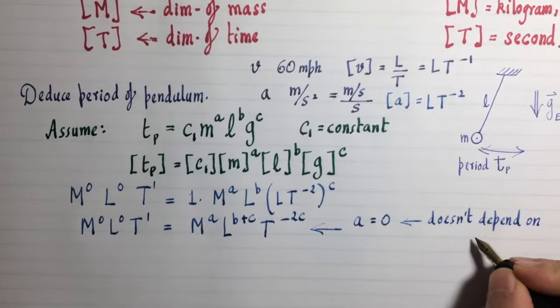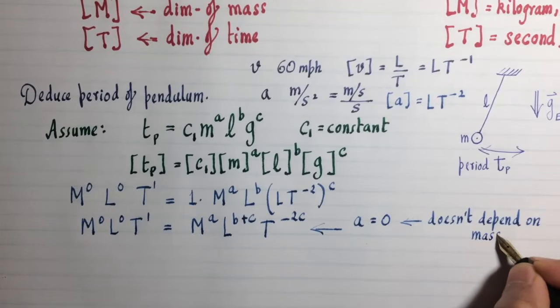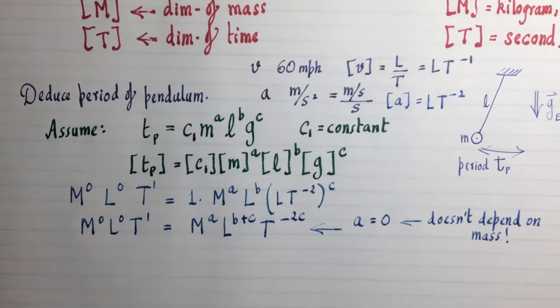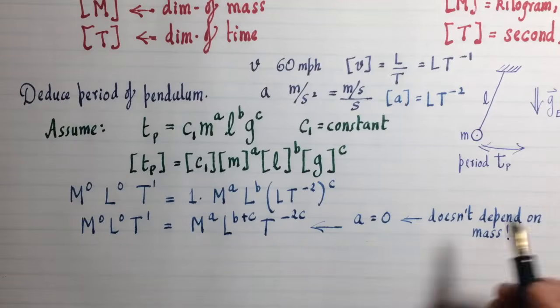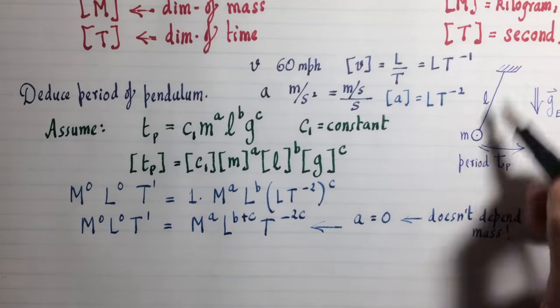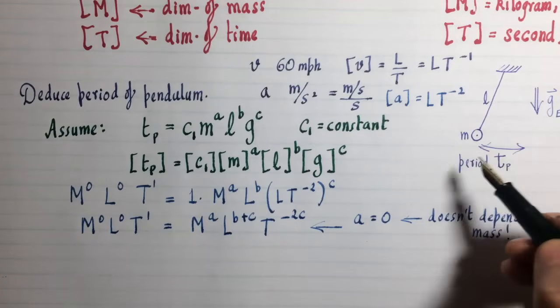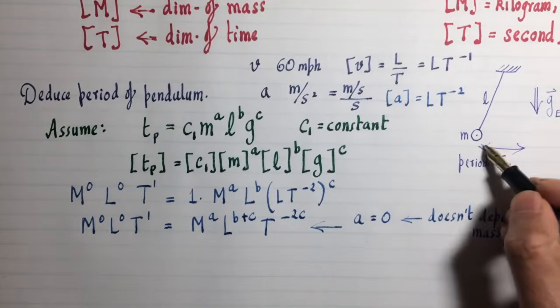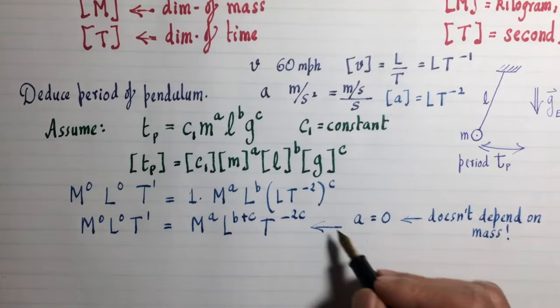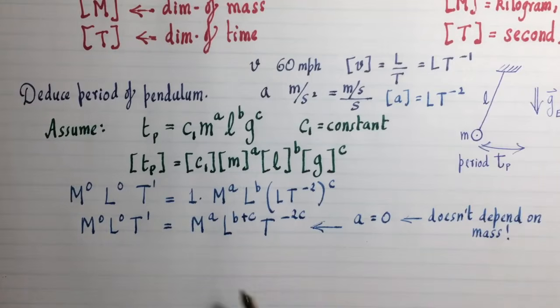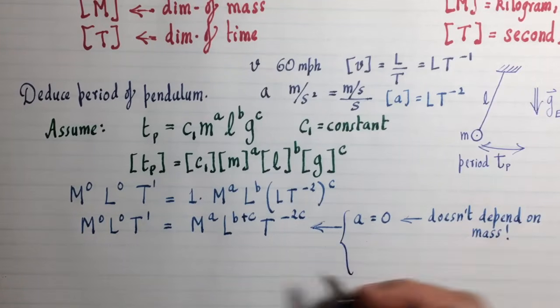And this is actually very startling because I have not done any experiment. I have not taken a bunch of different bobs and measured the period with the L remaining the same but the mass changing. You'll be doing that experiment in the class, but I have not done that. Mathematics is telling me that A should be 0 on purely dimensional grounds. So this is a very powerful method.